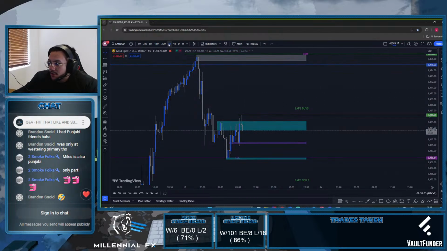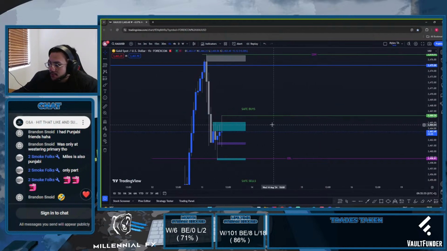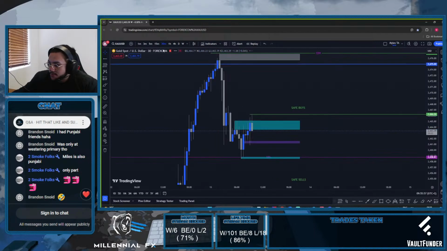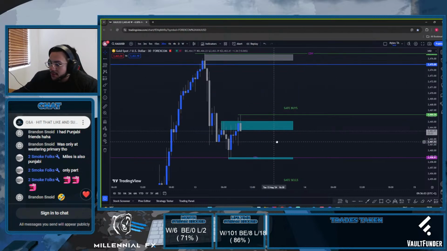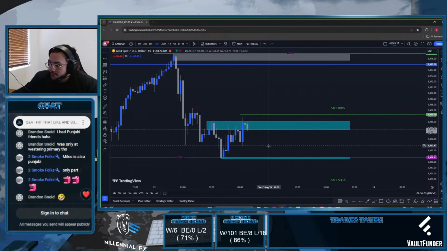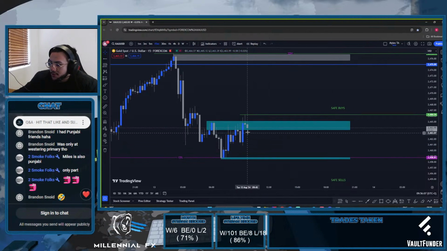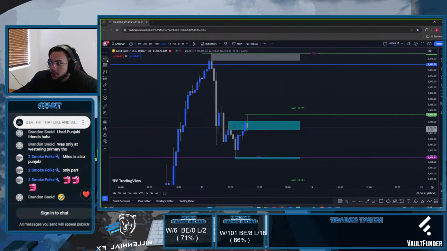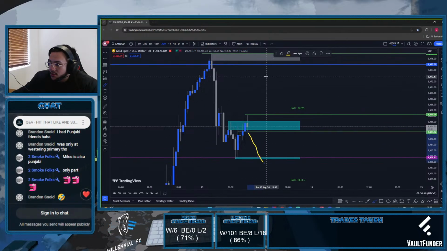5 minutes to close hourly, showing some indecision here. A 30 minute close beneath the body might make me want to do a type 3, which will be the reversal of this. So 30 needs to close beneath there. If 30 can close beneath there, we're looking at potential shorts down.